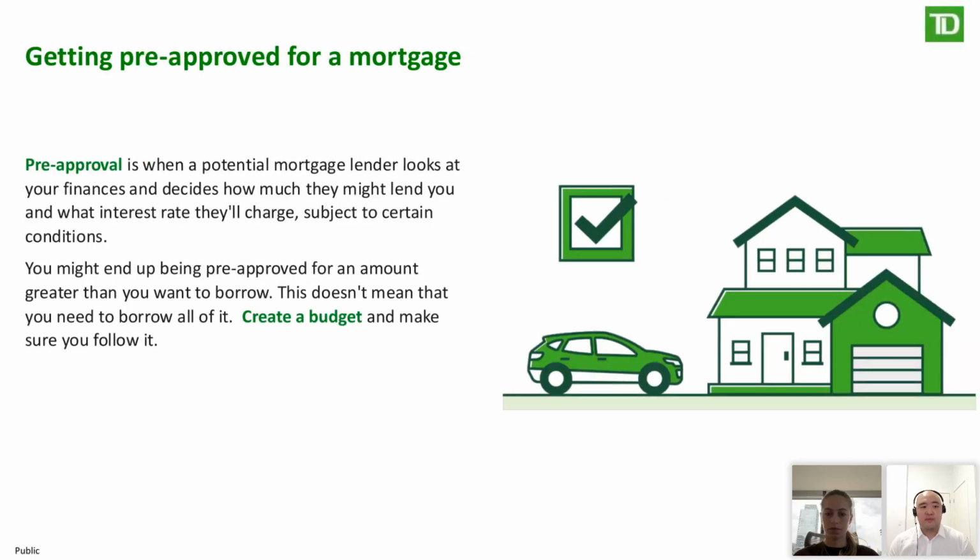So, getting pre-approved for a mortgage. A pre-approval is when a potential mortgage lender looks at your finances and decides how much they might lend you, and at what interest rate they'll charge, subject to certain conditions. You might end up being pre-approved for an amount greater than you want to borrow. This doesn't mean that you need to borrow all of it, but you can create a budget with this number in mind, so that you can make sure to follow it and plan accordingly.